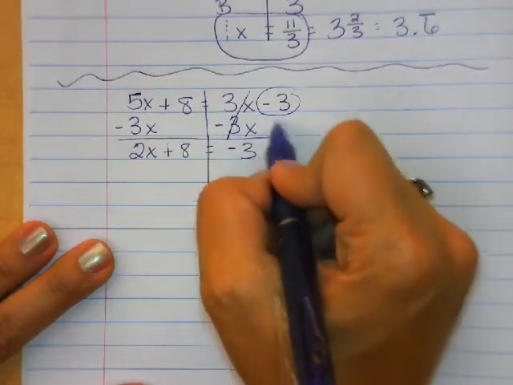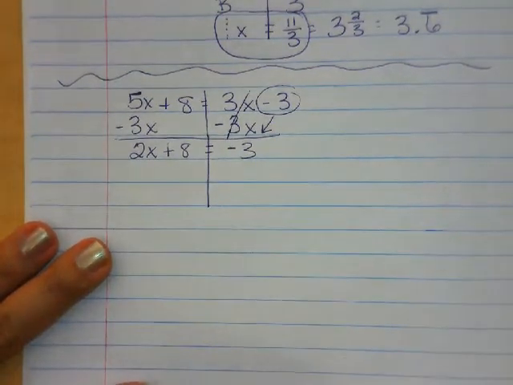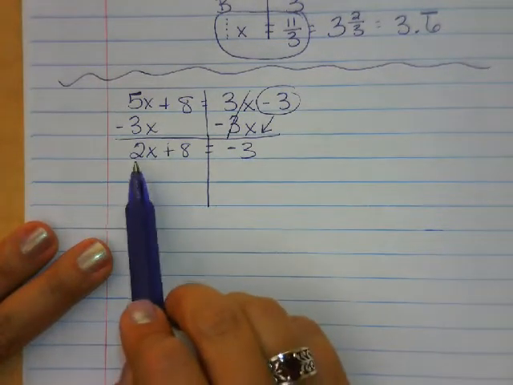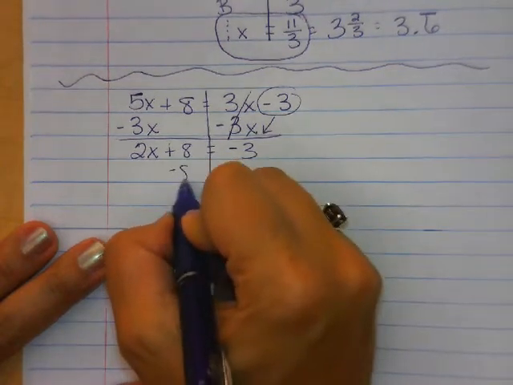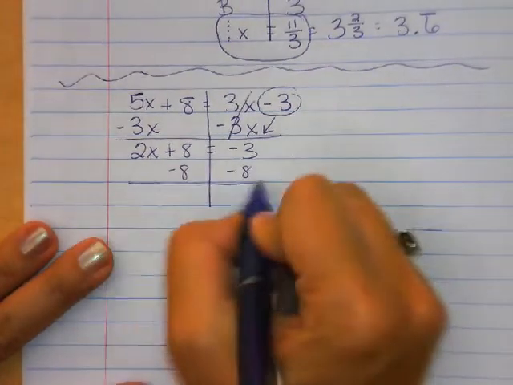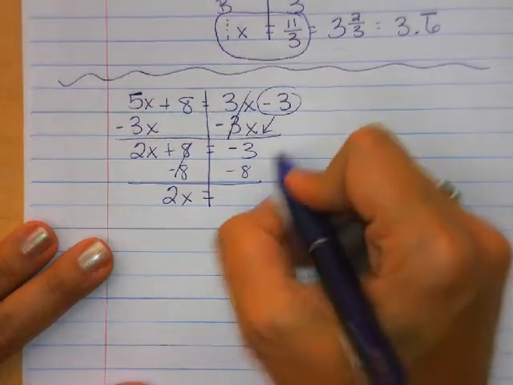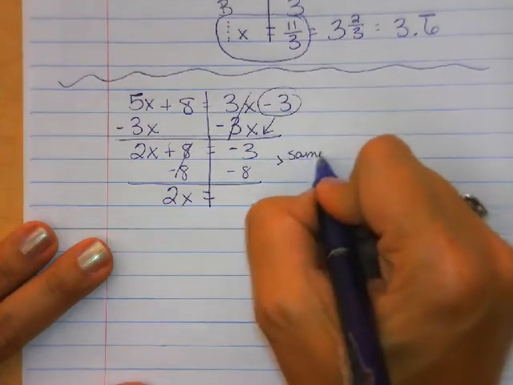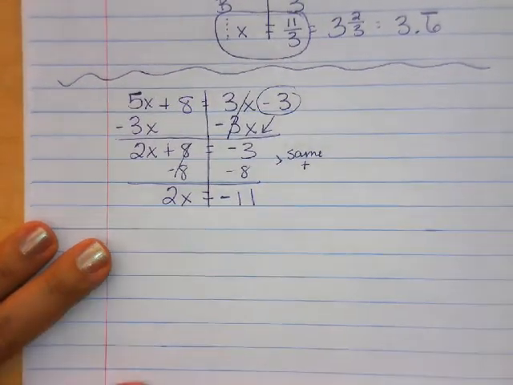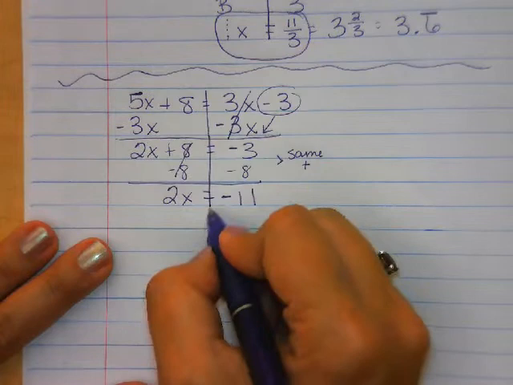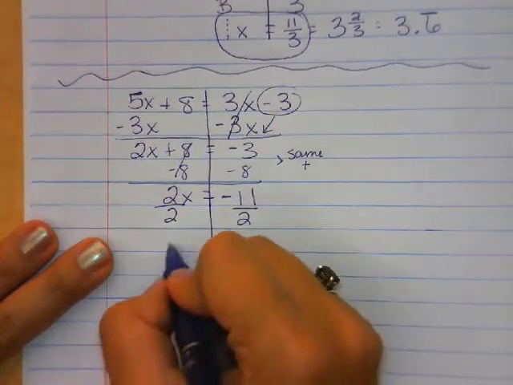Make sure you bring that whole negative down. A lot of times people just write 3 and it messes up their problem. Undo or inverse, add, subtract. So I'm going to subtract 8. 2x is equal to negative 3 and a negative 8. These signs are the same, so we are going to add. Keep the sign, negative 11. Inverse, multiply, divide by 2.